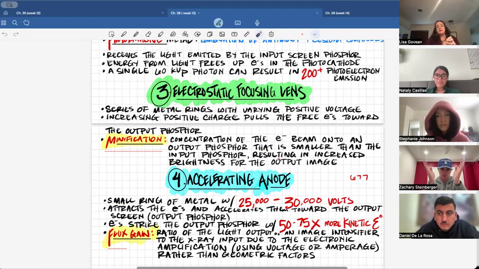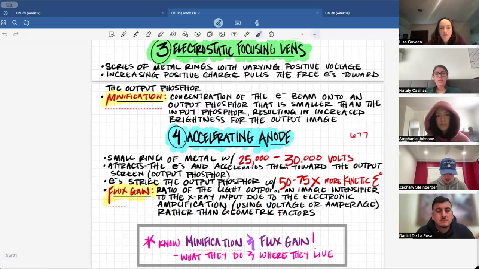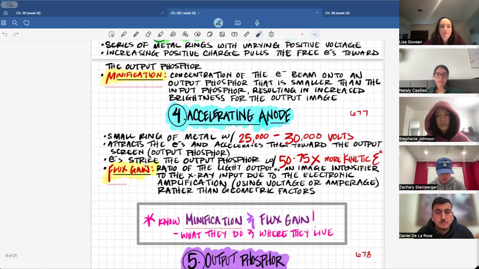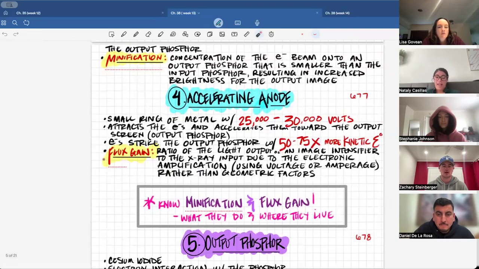It's taking the same amount and just putting it on a smaller area, so that's why it has increased brightness. The input phosphor is bigger in the end, so all of this radiation is converted to light and then freed-up electrons, and then you have to make it into this little area, and that's the process of minification, making the path smaller. So the path becomes smaller and it increases the light because it's focusing the large into the small, is what I'm getting. That makes sense.